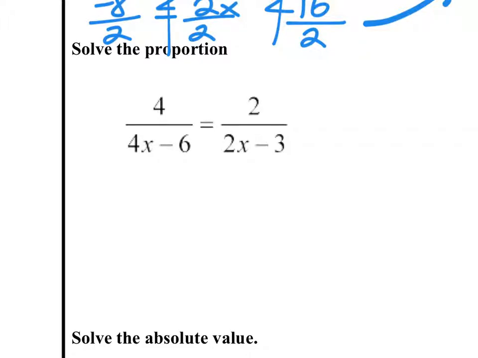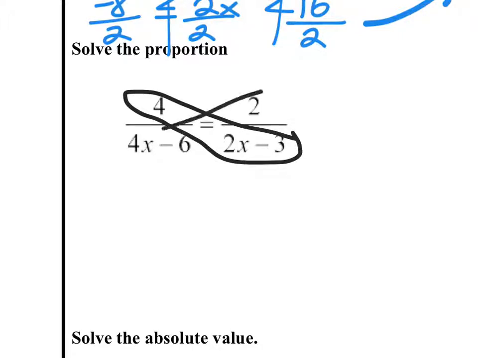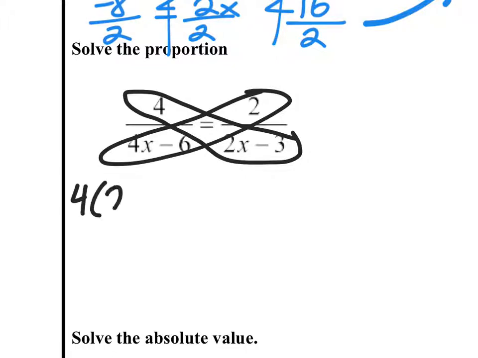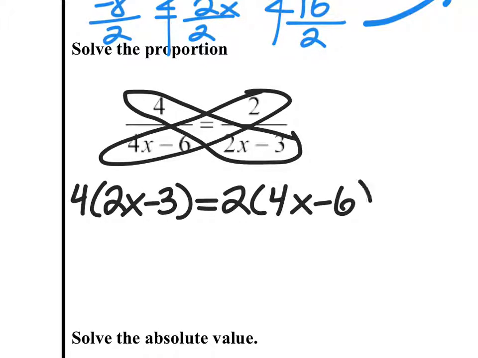On to solving the proportion. When we solve proportions, we cross multiply. Remember, the thing that has the variable should go inside the parentheses. So I like to usually circle. So it's going to be 4 times the quantity. The thing with the variable should go in the parentheses, especially if it has two terms. And then 2 times the quantity 4x minus 6.